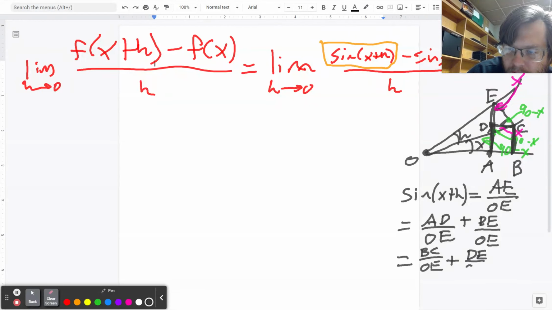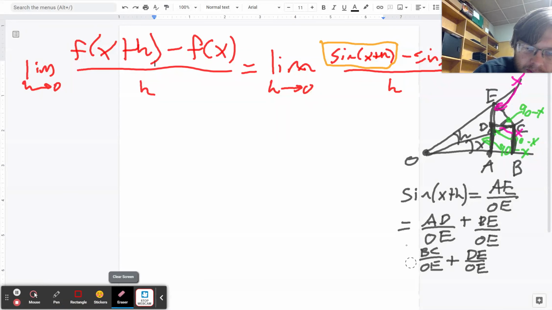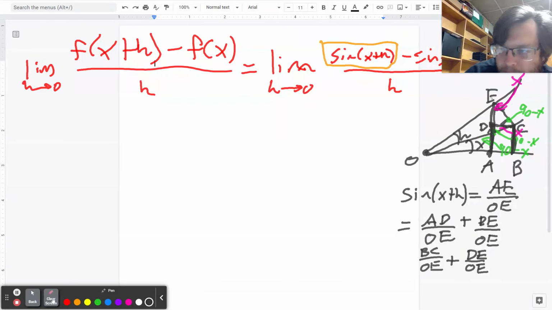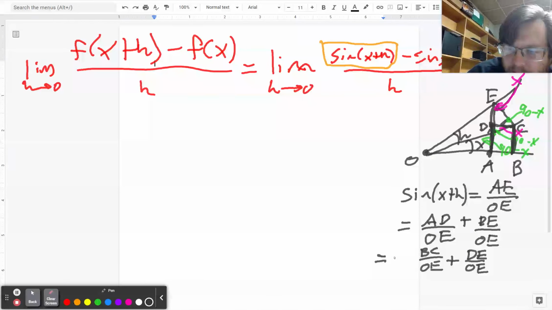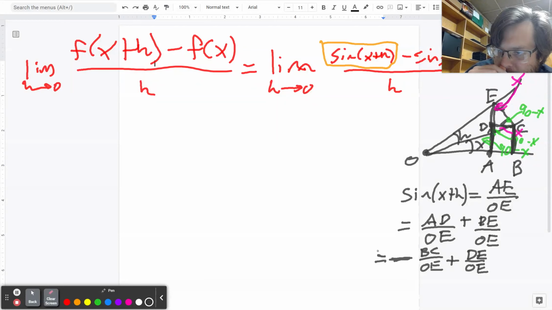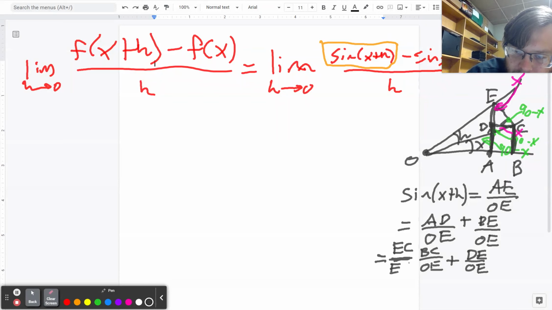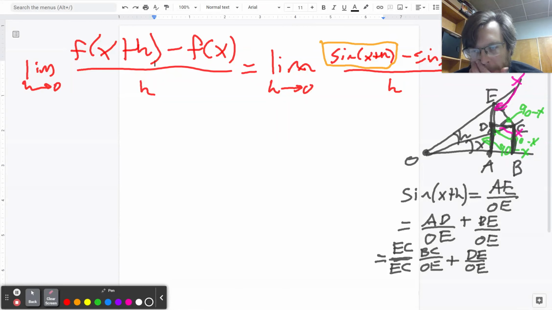So now there's a couple problems here. These are not pieces of a right triangle that I can recognize. BC and OE aren't even on the same triangle, and DE and OE aren't on the same triangle. So the nice trick that you can always use is multiplying by the number 1. So if I look at OE, I can think of OE as being a hypotenuse with angle h in it. And so angle h is opposite of EC. So I'm going to go times EC over EC. I'm always allowed to multiply by anything over itself because that's equal to 1.